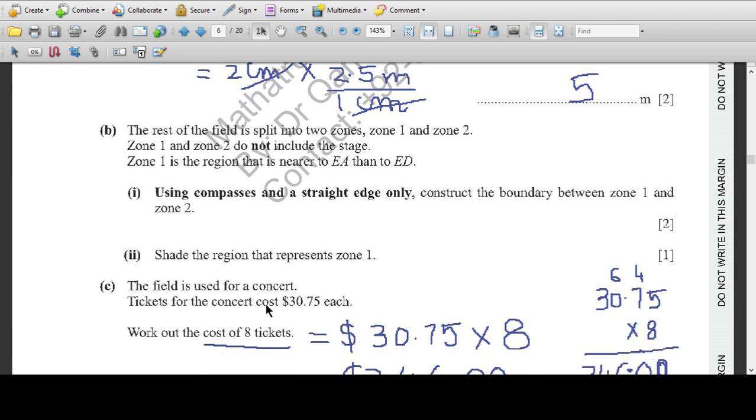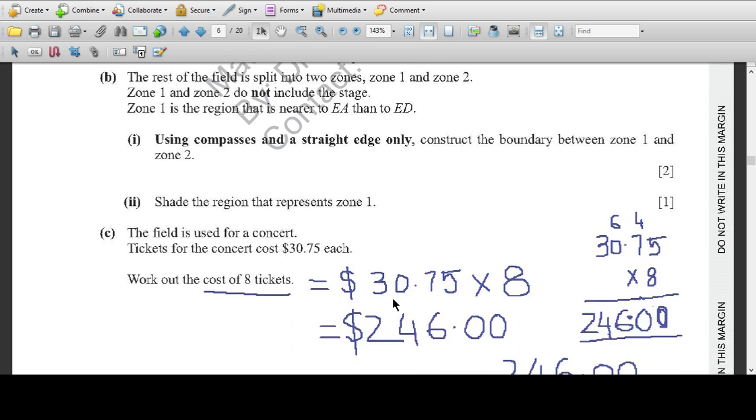The ticket for the concert costs $30.75. So work out the cost of 8 tickets. So for 8 tickets, one ticket's cost is $30.75, so multiplied by 8. So we will multiply this 30.75 by 8.